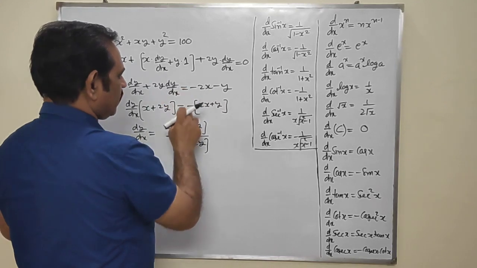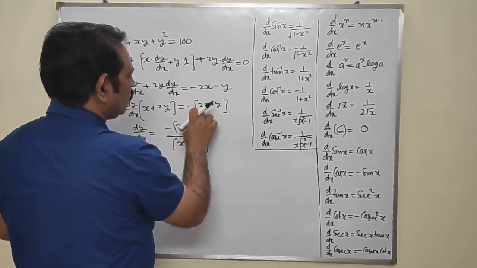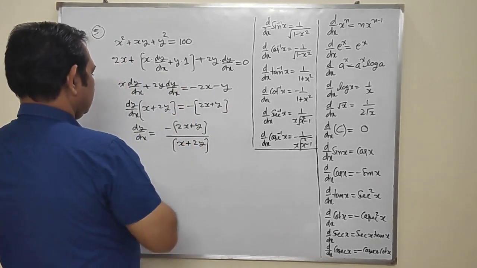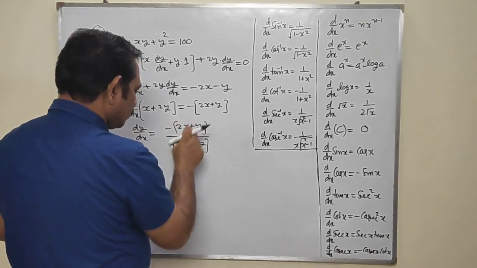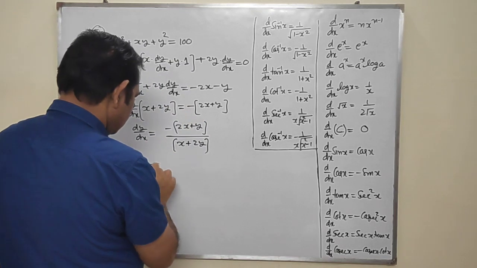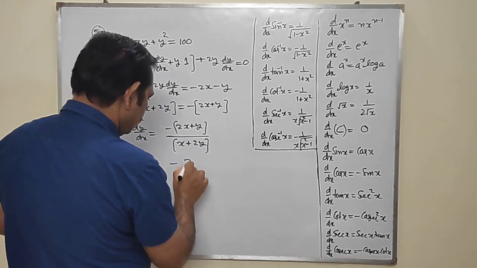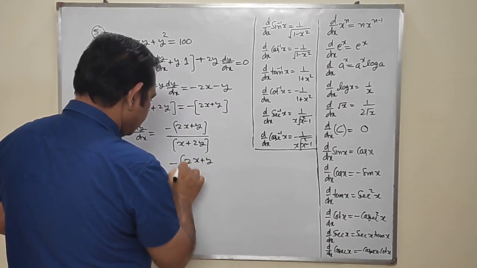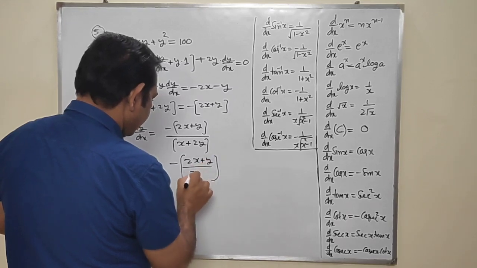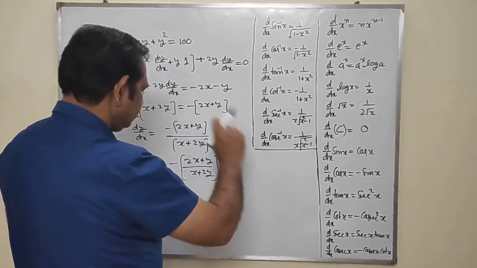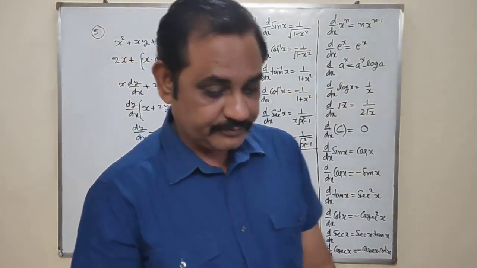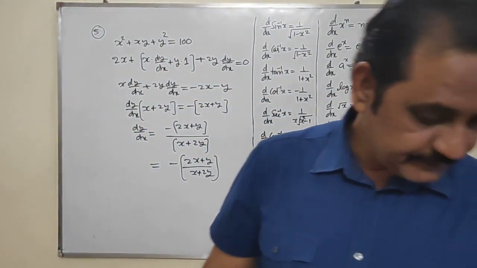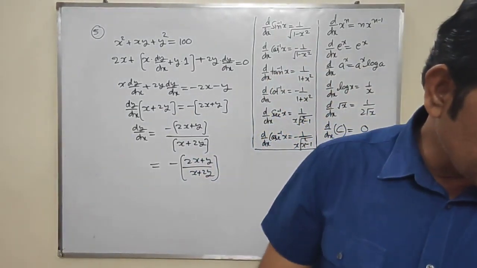Take minus sign common from here, so minus 2x plus y. Now furthermore, dy by dx is equal to minus 2x plus y upon x plus 2y. Or you can write it as 2x plus y upon x plus 2y. This is the final answer. Now next question, question number 7.